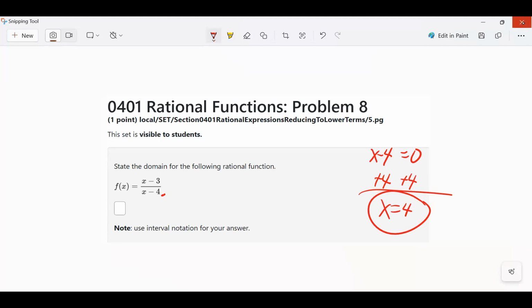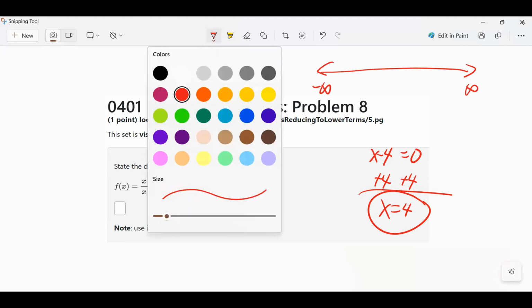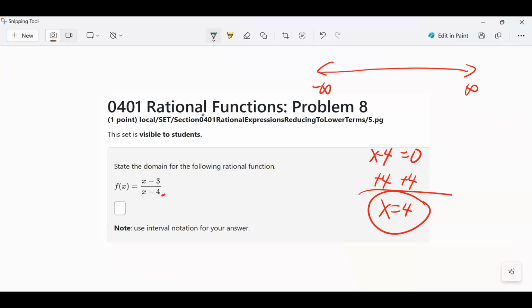So typically, the original domain is all real numbers, right? From negative infinity to infinity. Now we're going to dig out a point. In this case, the point we dig out is 4, right here, 4. So you put a circle here, meaning this number 4 is not allowed.